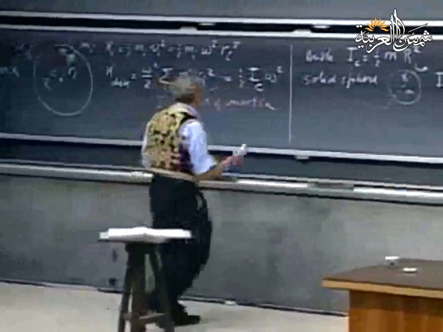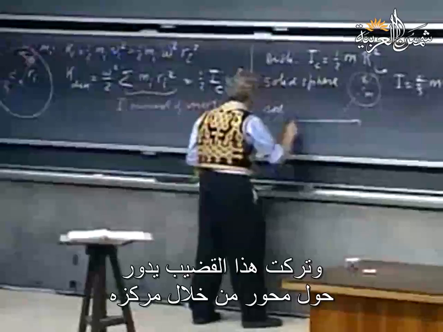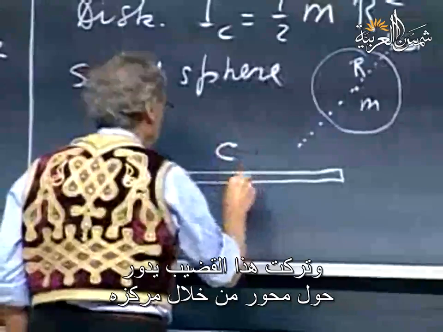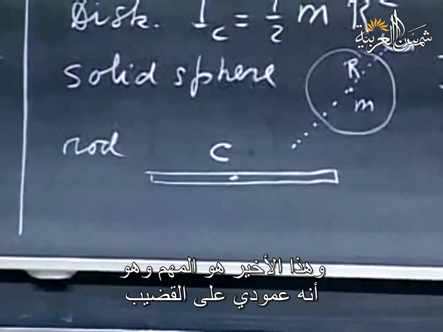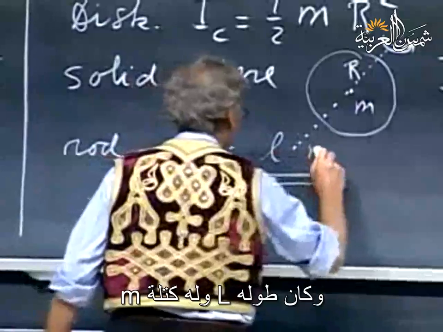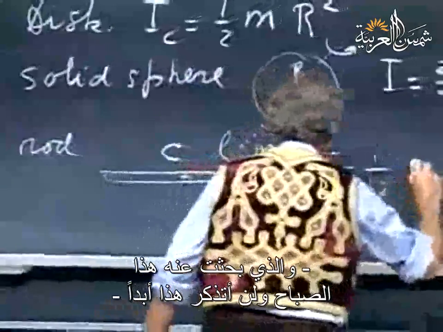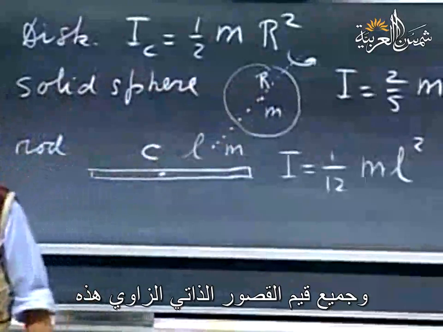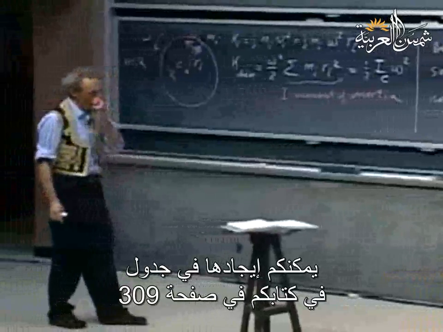If you have a rod, and you let this rod rotate about an axis through the center, and this axis is perpendicular to the rod, the latter is important, perpendicular to the rod, and it has length L, and it has mass m, then the moment of inertia, which I looked up this morning, I would never remember that, equals 1/12 m L squared. And all these moments of inertia you can find in tables in your book on page 309.